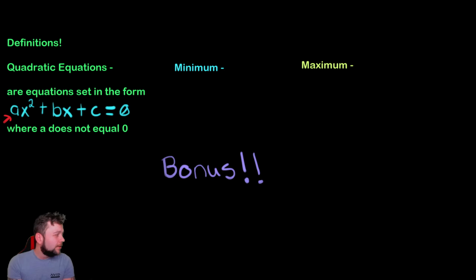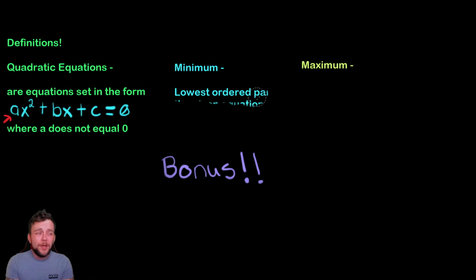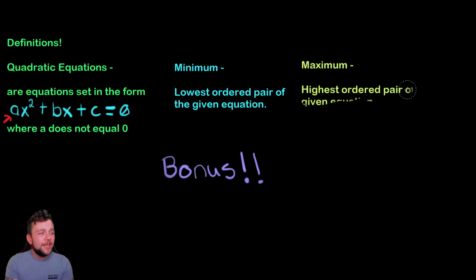Let's move on to our next definition of minimum. So you will get this whenever you're talking about quadratics and parabolas. You will be asked to find either the minimums or the maximums eventually, right? So what is the minimum? It is the lowest ordered pair of the given equation, okay? So your minimum is the lowest ordered pair of the given equation. And what do you suppose the maximum would be then with that definition? It's the highest ordered pair of the given equation.